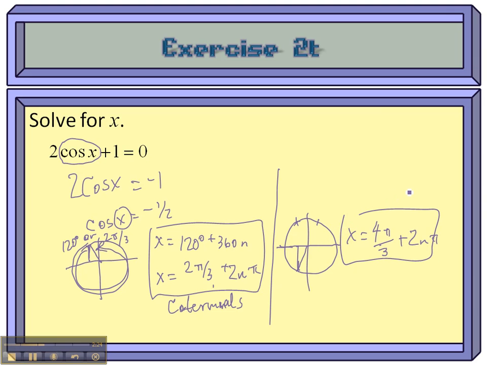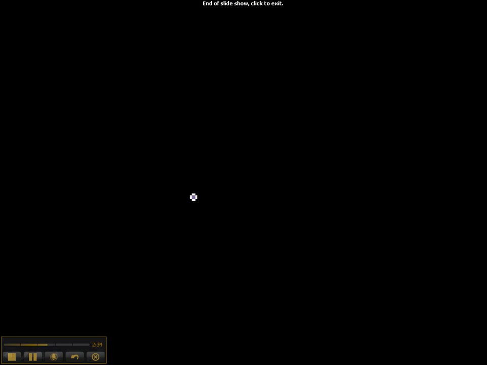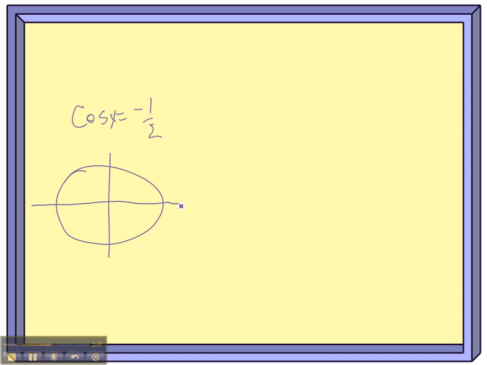Now, sometimes what you run into, instead of the book or the test or the quiz asking you for all the solutions, maybe it only asks you on a certain interval. So let's say we still had the same thing. Here we go. The cosine x is equal to -1/2. And we drew our unit circle. And we found the two places on the unit circle. The two places were 2 pi over 3, and then down here in quadrant 3, 4 pi over 3.